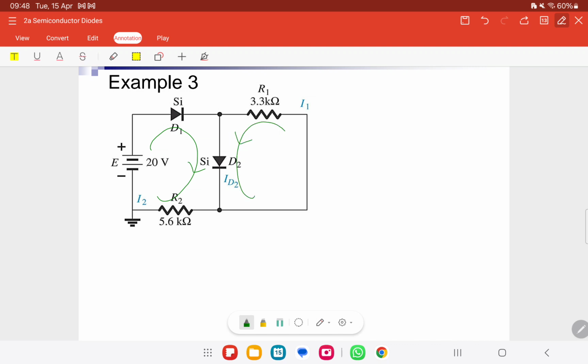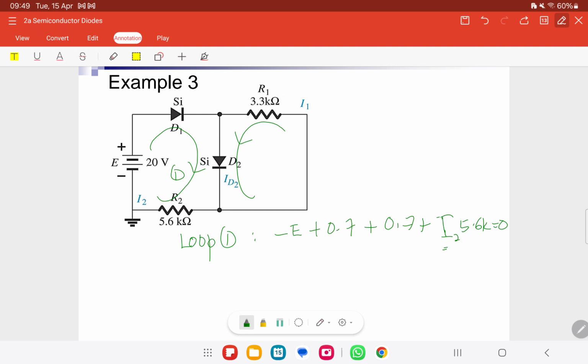Okay. For example 3. Okay, so loop 1: minus E plus 0.7 plus 0.7 plus I 5k equals to 0. So from here we can get the value of the I. Okay, for this is I2. Okay, for the I2.